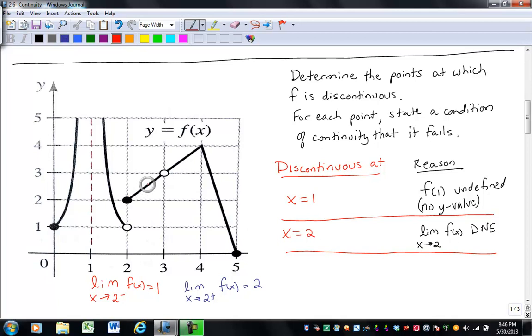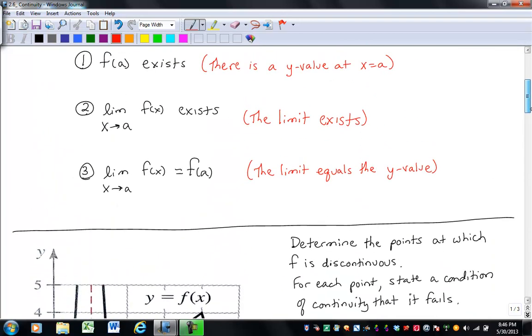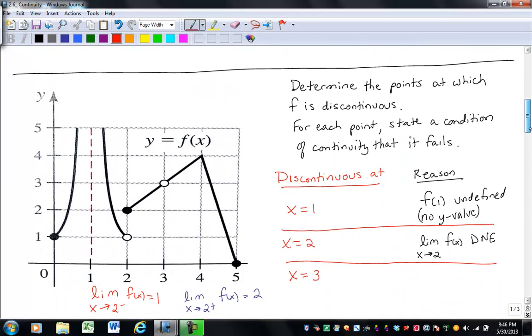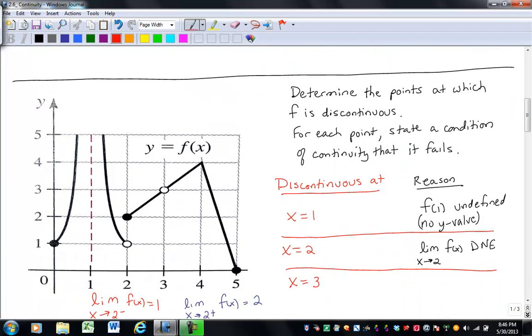So I walk from 2 until I get to 3. At x equals 3, I have to lift my pencil off the paper because there's a hole and put it back down. So there's also a discontinuity at x equals 3. And we say, okay, well, what's the discontinuity? The first condition is the y value has to exist at a. There is no y value here. Notice since there's a hole and no place is shaded in, there's no y value that goes with x equals 3. So the reason it's not continuous is the y value doesn't exist there. They say the y value is undefined.